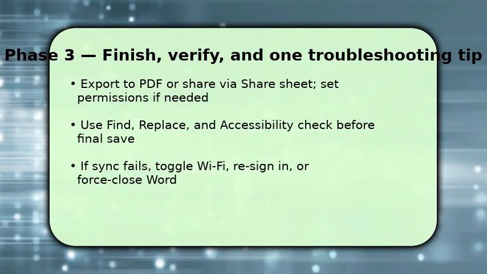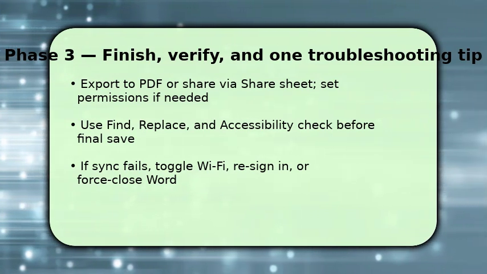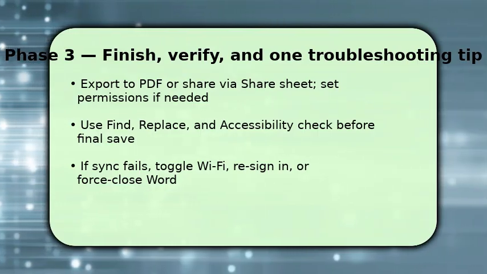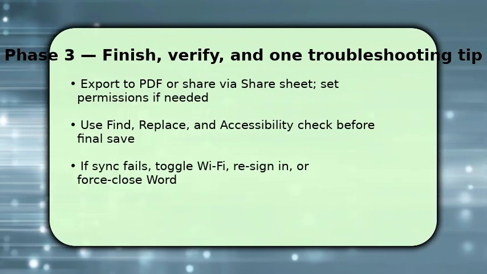You finish by reviewing and exporting. Run find and replace for quick cleanups, then check accessibility and document properties so nothing is missed. When ready, tap Share to send a PDF or a Word file. Set edit permissions to control access.